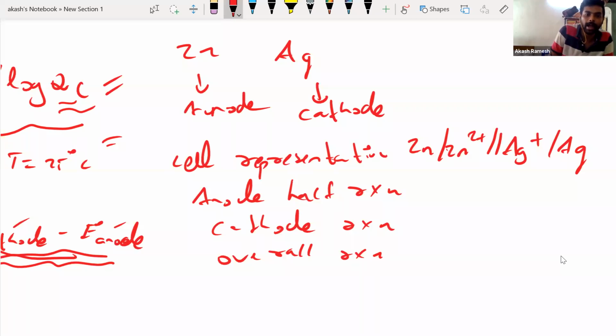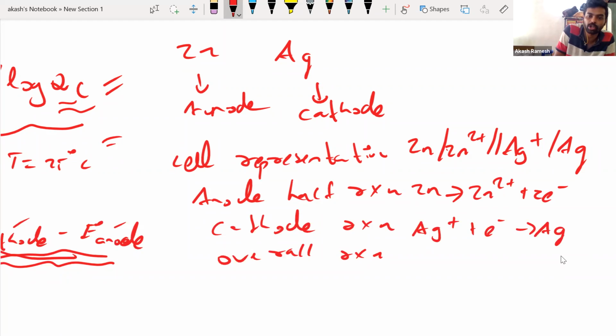Now the anode half reaction is very easy. Zinc will form Zn2 plus by losing 2 electrons. Cathode half reaction: Ag plus will accept 1 electron to form Ag. Okay, how many of you got all these three correct?